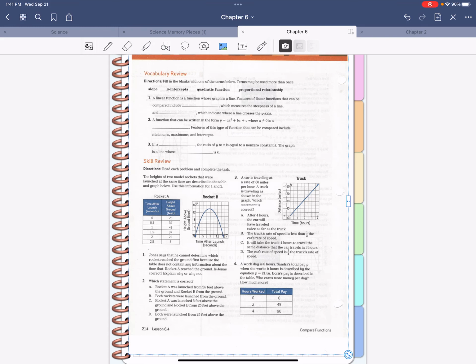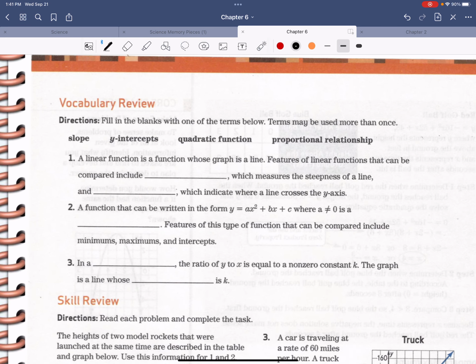I am in the textbook for page 214 for the review, and I've just brought this scan into my notebook because I need to be able to refer to the graph. So if you turn in your textbook to page 214, we'll look at this review. It says to fill in the blanks with one of the terms below. Terms may be used more than once.